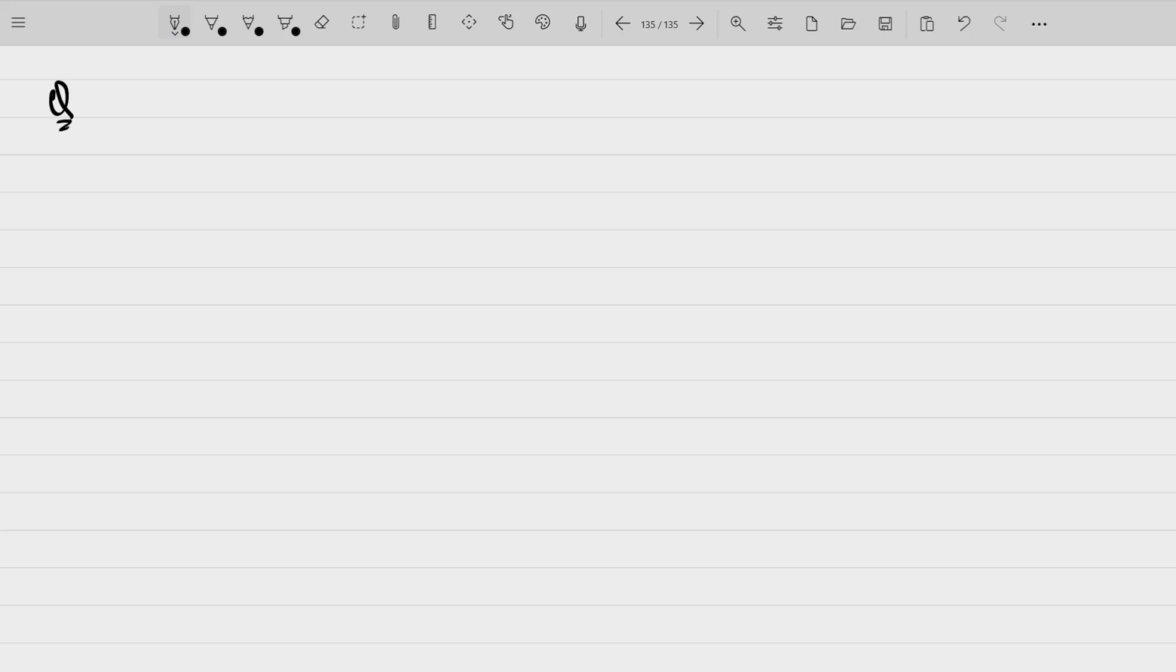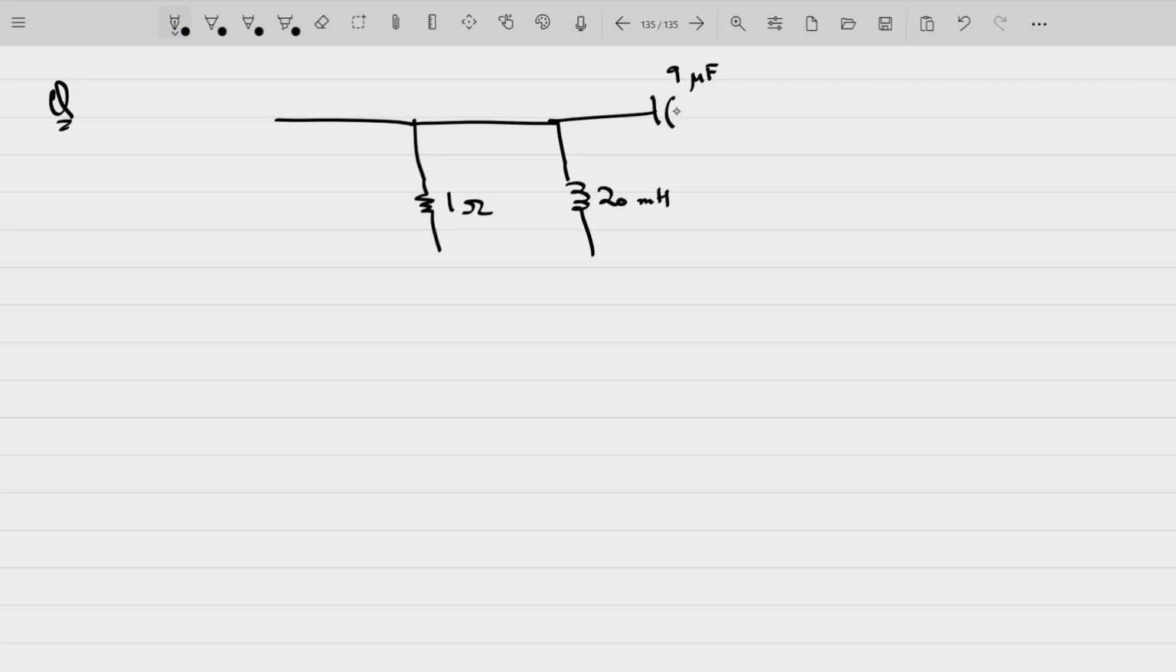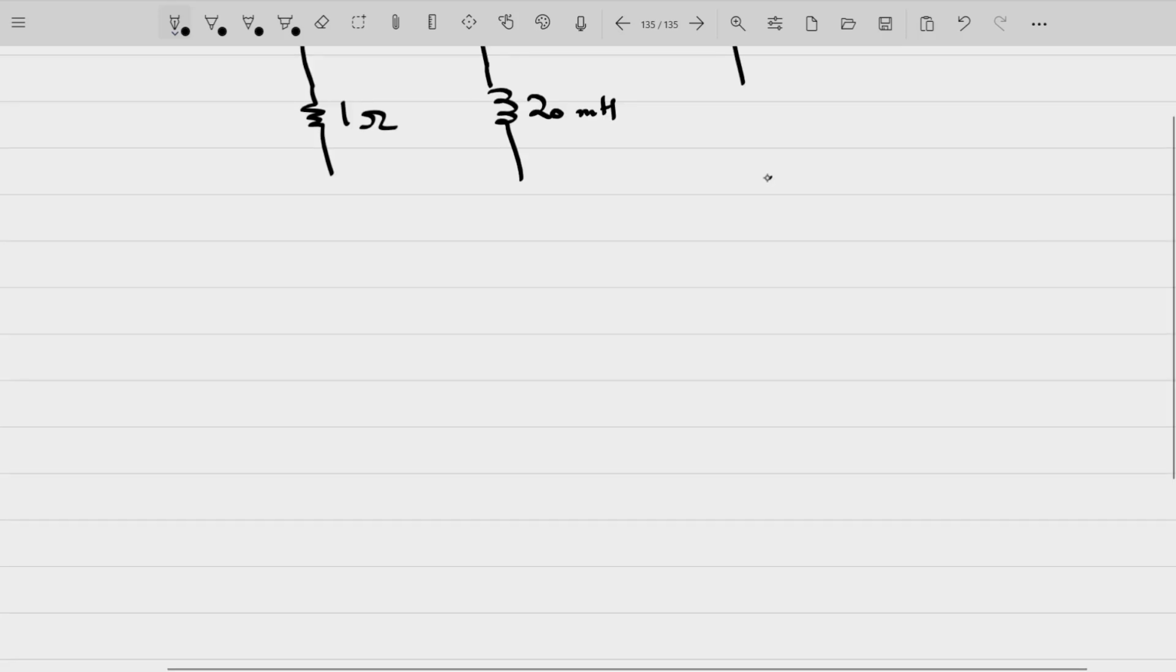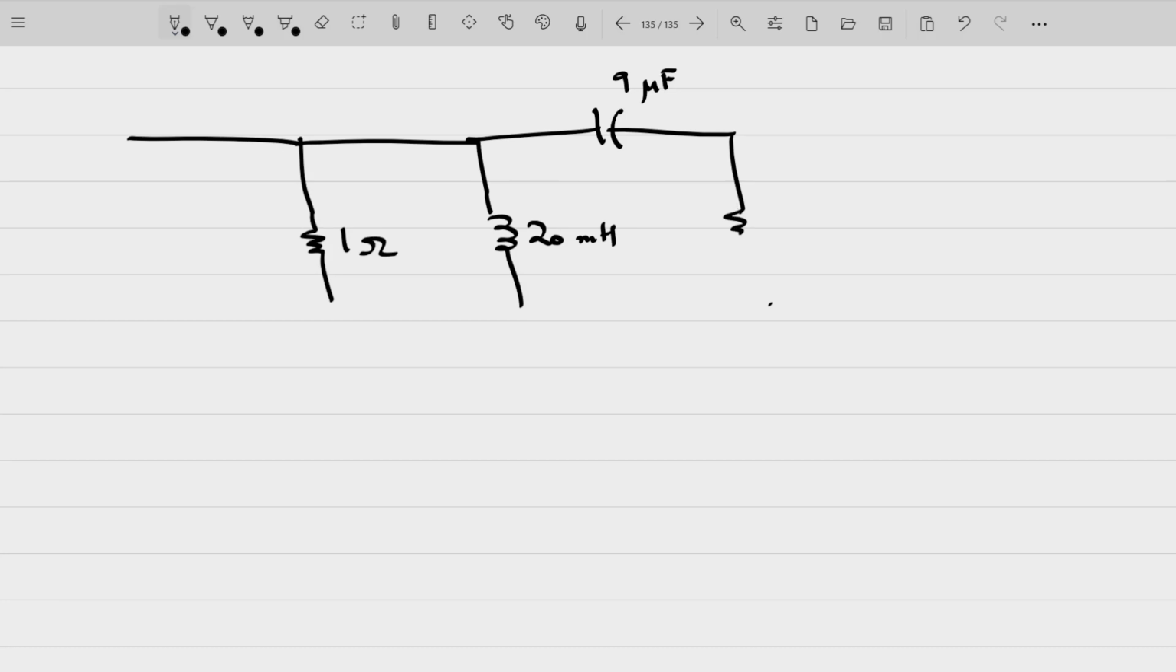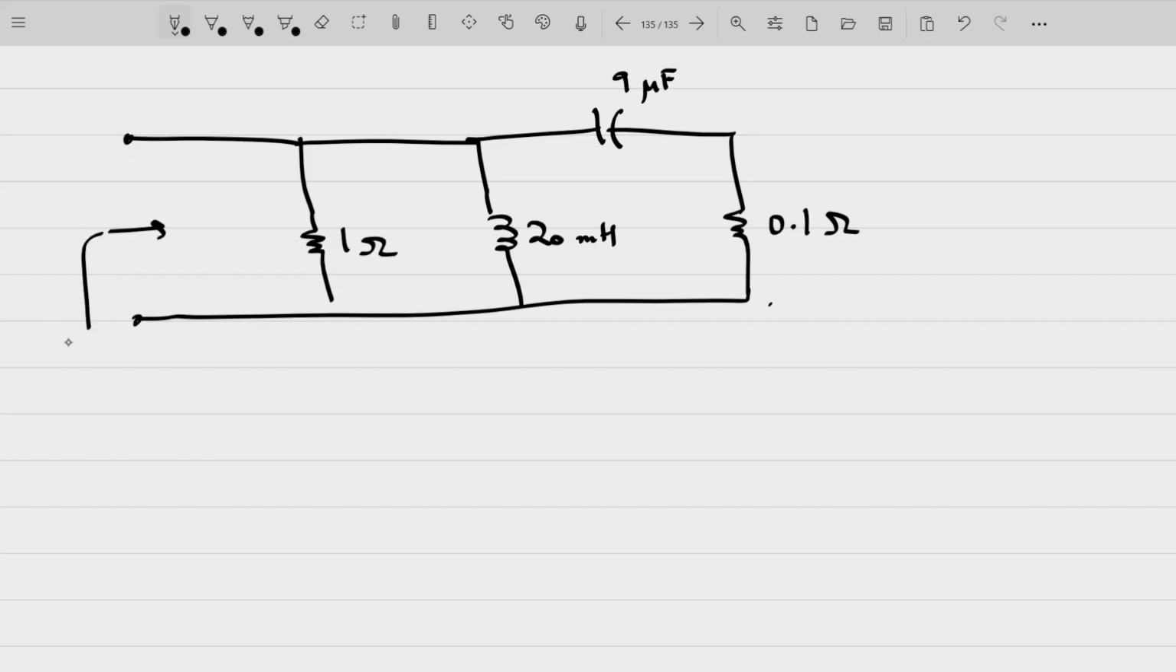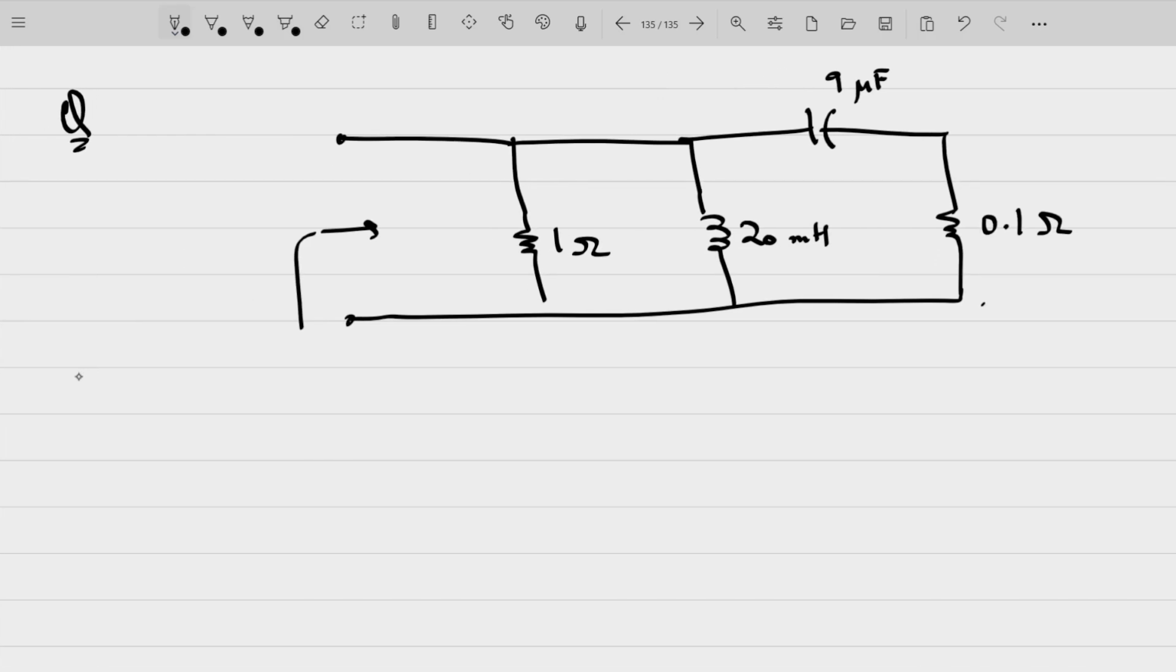Okay, we have a circuit here having a resistance of 1 ohm and inductance of 20 millihenry, a capacitance here of 9 microfarad, and a resistance of 0.1 ohms. So we have been asked to find out the resonant frequency of this particular case.